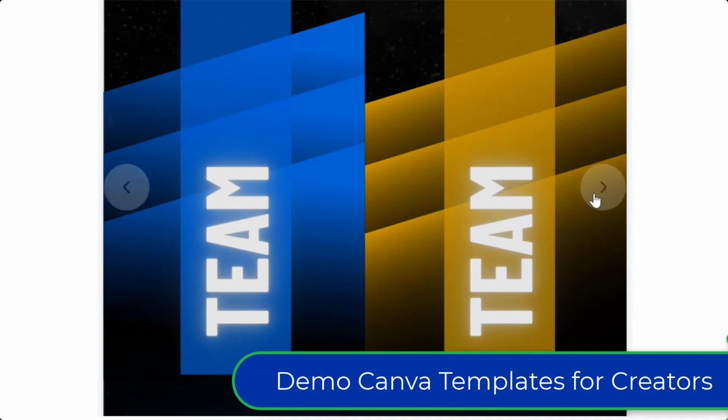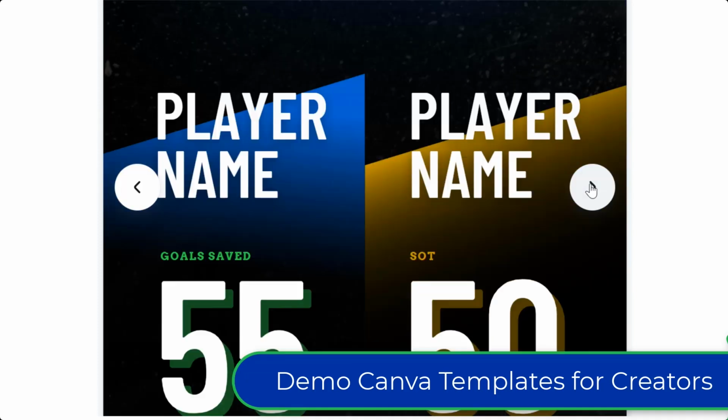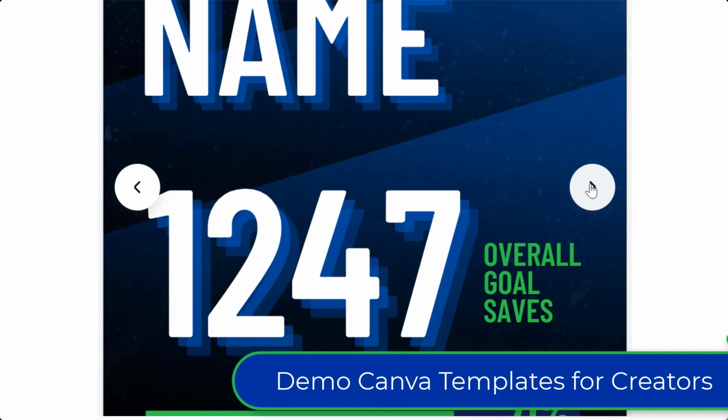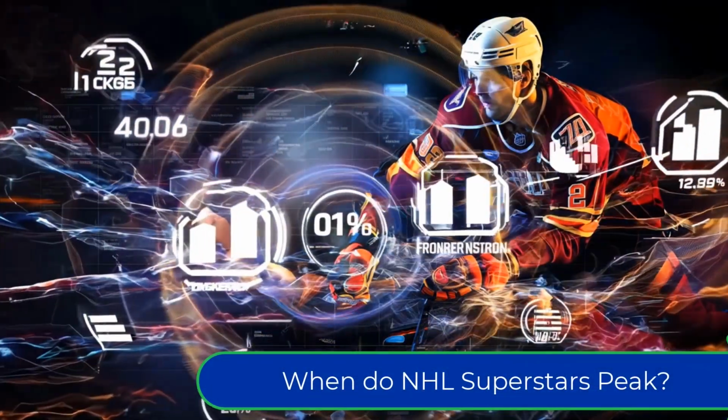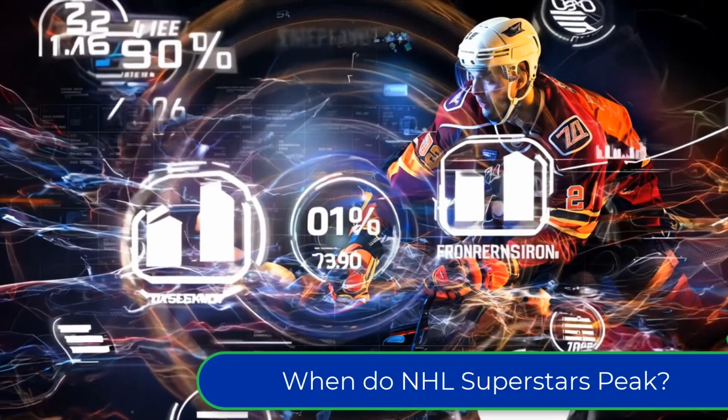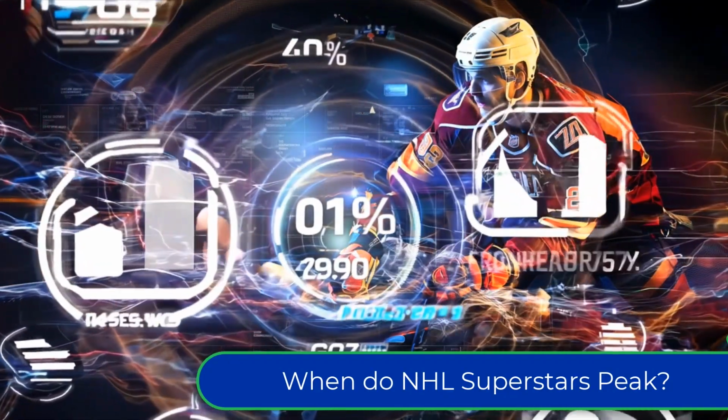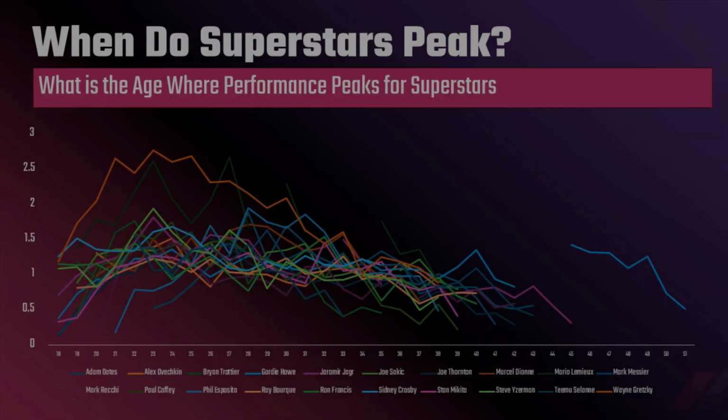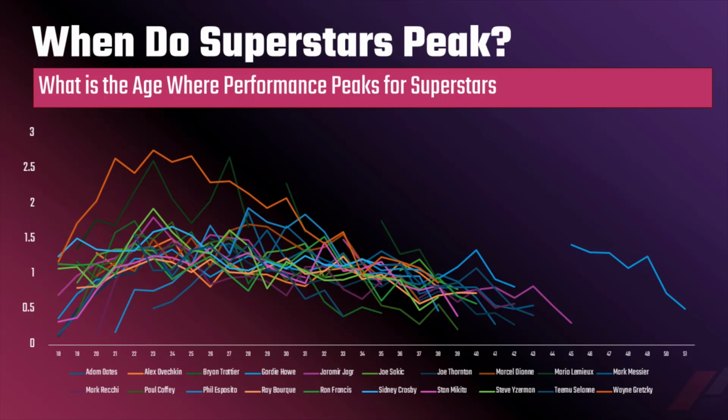Most data stories come down to a simple question, and in our data story example, the question at the heart of this sample data story is, when do NHL superstars peak and then decline? NHL superstars are the top of the league in terms of performance, but even the best athletes follow a natural age curve. That's what we'll explore in this course.